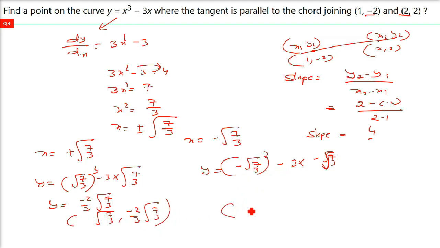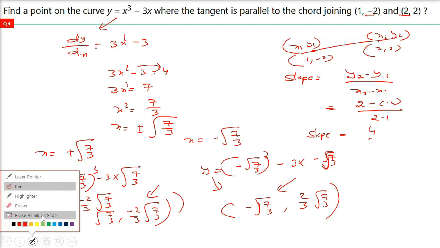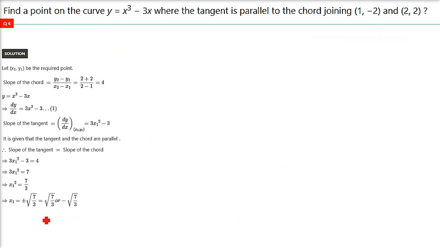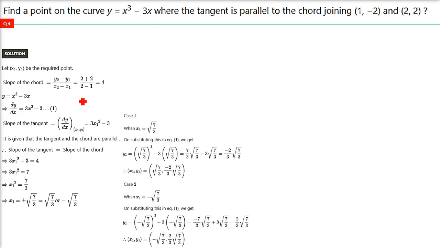So there will be 2 points which will fulfill this condition. When we put minus under root 7 by 3, the value of y here will be 2 by 3 under root 7 by 3. So these are the 2 points we found, at which the tangent will be parallel to the chord joining the 2 given points. This is how we are going to write it. Most of the time I give you the explanation and the logic, but the way you need to write it is to be seen here.